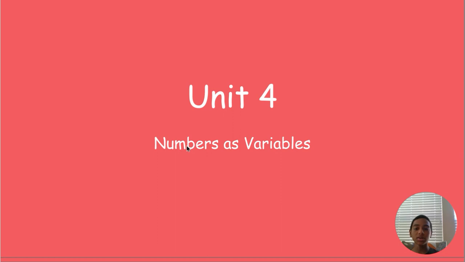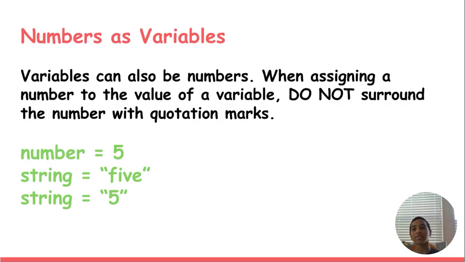In this unit, we're going to do numbers as variables. So let's get started. Numbers as variables. Variables can also be numbers. When assigning a number to the value of a variable, do not surround the number with quotation marks. Number equals 5, for example. String equals "5". String is 5, so we'll put the string 5.